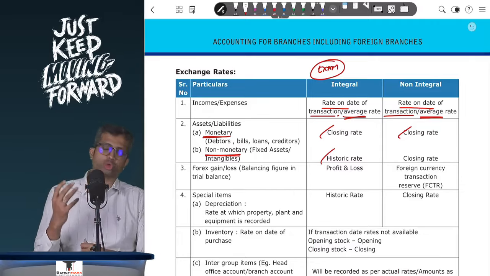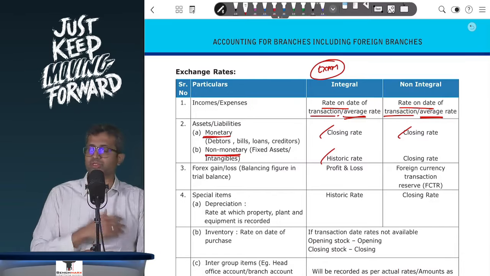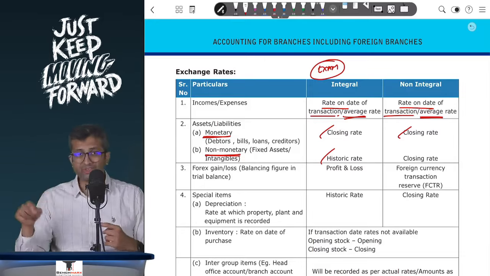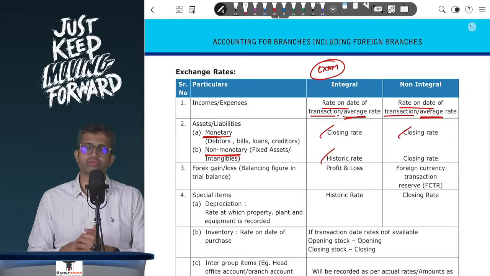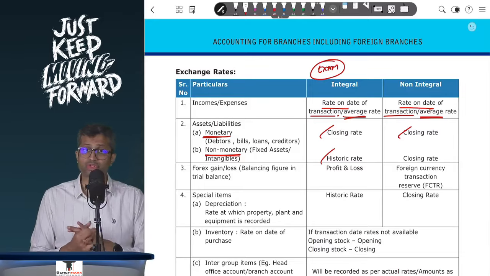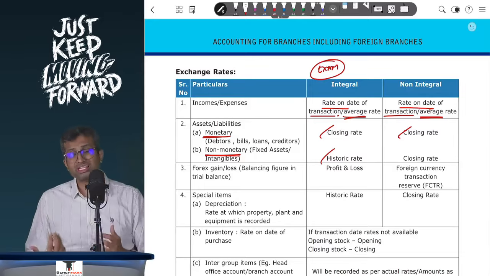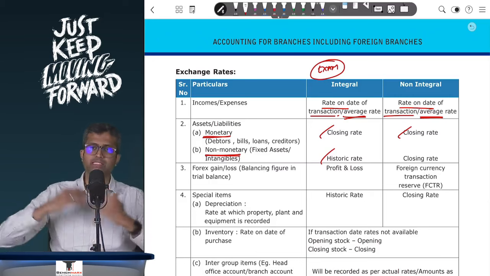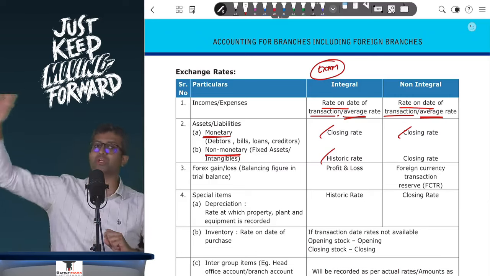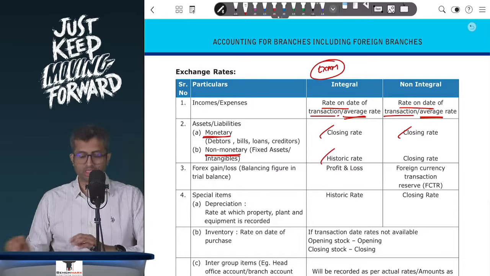Now what can happen is the trial balance was tallying in dollars for a foreign branch, but if you convert this into rupees, taking something at the historic rate, something at the closing rate, something at the average rate, do you think it is going to tally? No. So the difference in the trial balance is due to different exchange rates applied, and as a result that will be taken as a foreign exchange gain or a foreign exchange loss, as the case may be. This will go to the P&L in case of an integral operation. However, if it is non-integral, it is largely independent, and hence it is not going to remit the money back to India, in which case you keep it in a separate reserve called the foreign currency translation reserve.